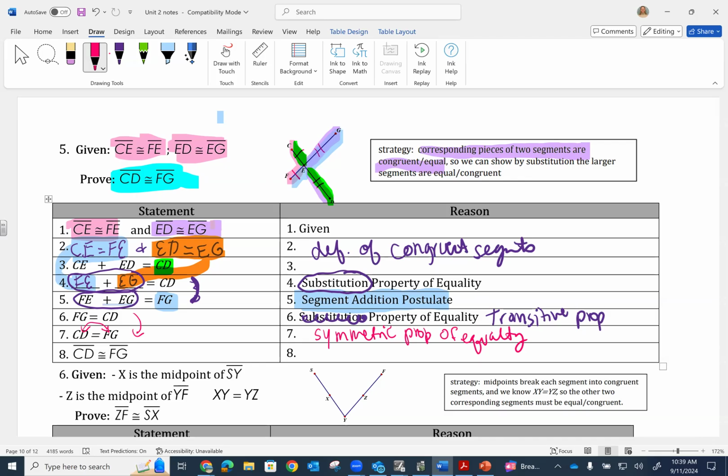And then my next question is, how did you get from step 7 to step 8? Notice it's the same thing, but instead of saying equal, it says they're congruent. If the length of CD equals the length of FG, then we know segments CD and FG are congruent to each other. Well, do you remember? Definition of congruent segments.